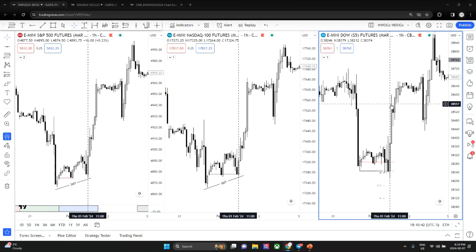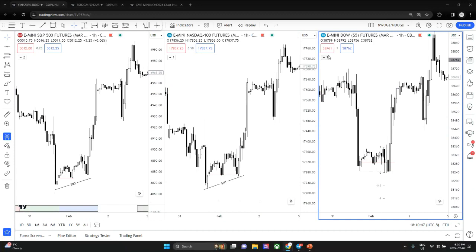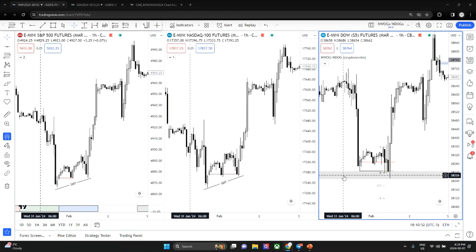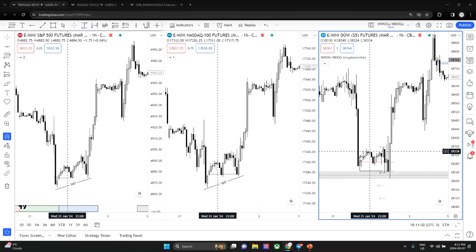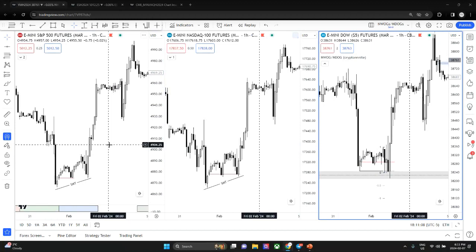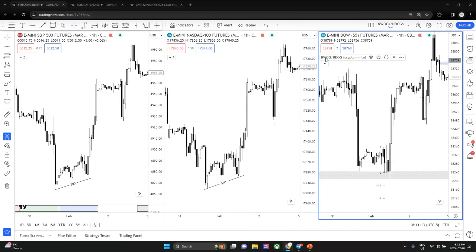Right, and this isn't all that's there. Also, you need to see a new week opening gap below this low right here. This is the 1 hour time frame, right? So at least one of these should be reacting to a new week opening gap, which is the indicator. You can look it up and apply it to your chart, fix it how you want to fix it, right?